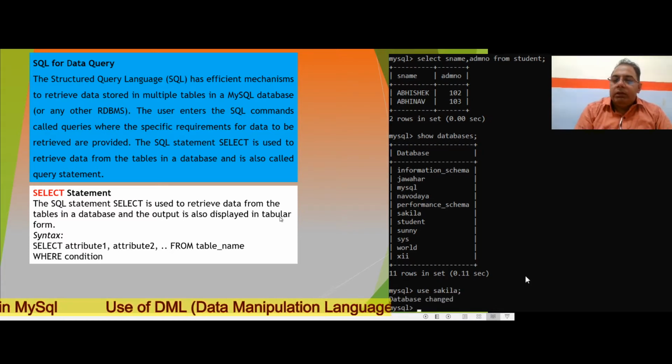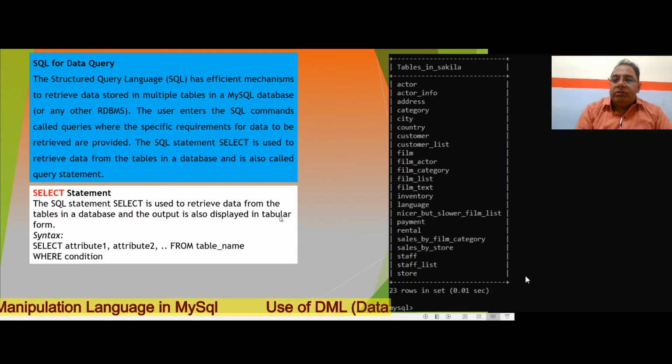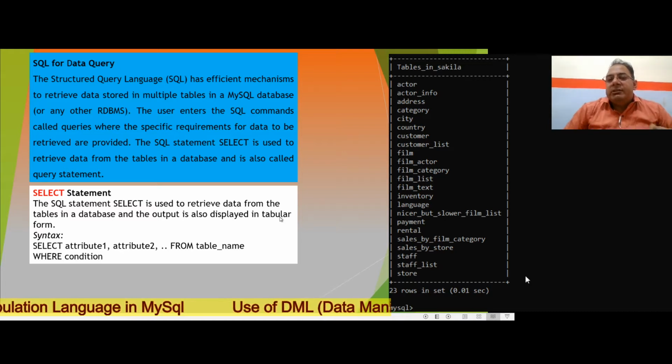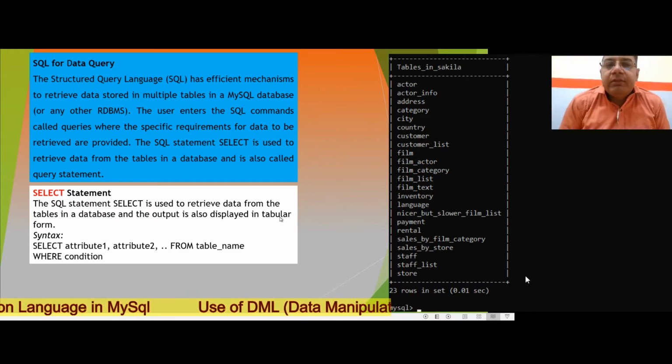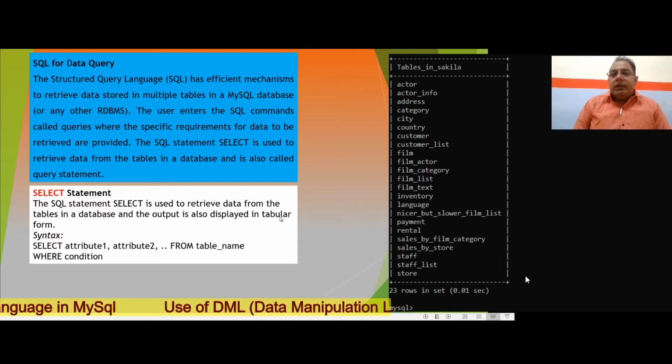Use Sakila. Yes, now the database has been changed from 12th to Sakila. Now I can use all the files which are residing in the Sakila database. To show the tables in Sakila, I will just write show tables. Means we have so many tables in Sakila, tables like actor, actor_info, address, category, city, country, customer, customer_list, film_actor, so many tables are there.